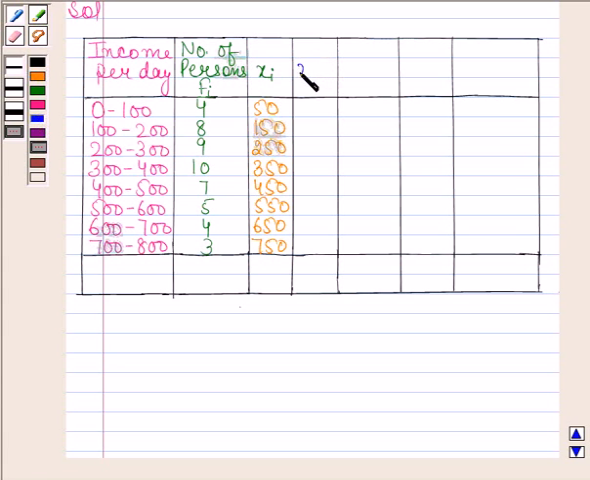Now we will find product of xi and fi. In the first row, fi is 4 and xi is 50. So we have 4 into 50 and 4 into 50 is 200. 8 into 150 is 1200. 9 into 250 is 2250. 10 into 350 is 3500. 7 into 450 is 3150. 5 into 550 is 2750. 4 into 650 is 2600. 3 into 750 is 2250.